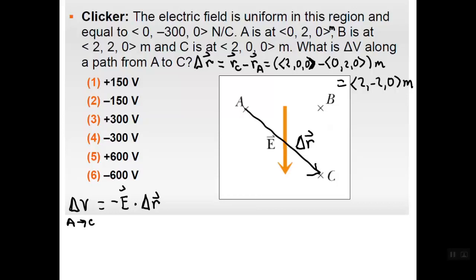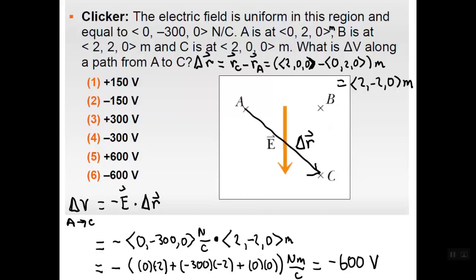Now, we just take the scalar product of vector E and delta R, do a little math, and end up with this result, that delta V equals minus 600 volts. Notice the units. A volt is a Newton meter per coulomb.